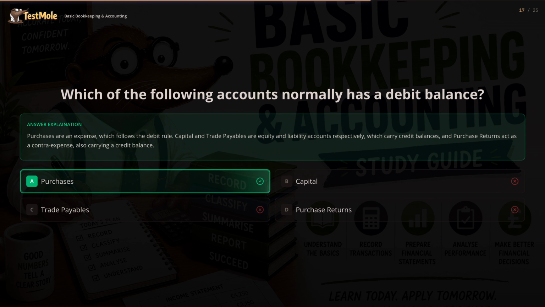Purchases are an expense, which follows the debit rule. Capital and trade payables are equity and liability accounts respectively, which carry credit balances, and purchase returns act as a contra expense, also carrying a credit balance.